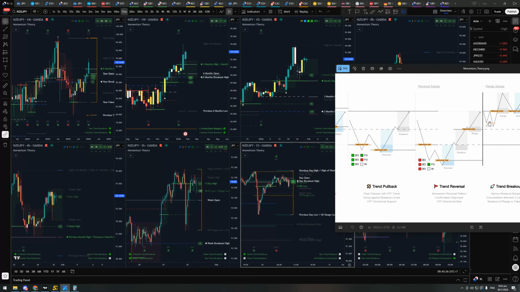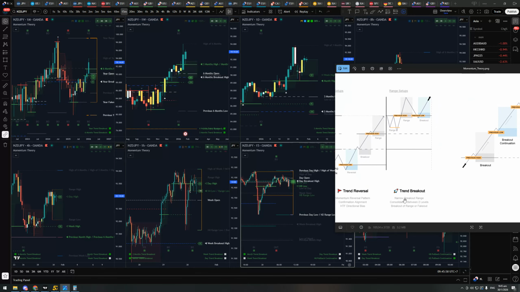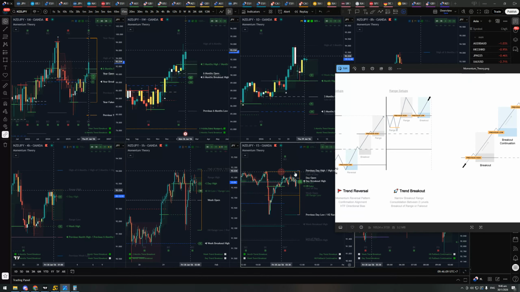What I want to see for this initial breakout is a narrow breakout range. So we have a narrow breakout range here on the daily. Daily breakout levels here, previous day highs here. That's a narrow breakout range. I want to see consolidation between two levels. Not really strong consolidation yet, but I do see that we have ranges here.